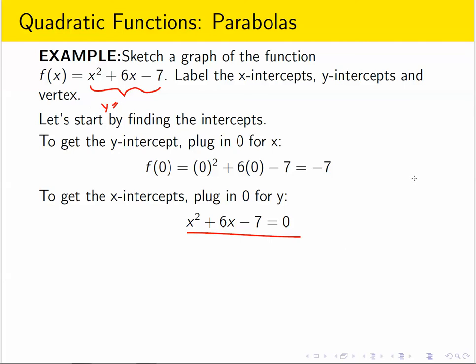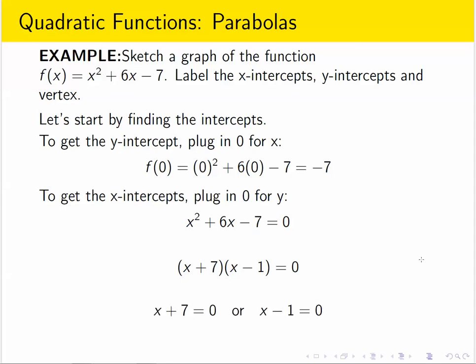There are several ways to solve it. I could use the quadratic formula, but with these coefficients, it turns out to be easy enough to solve it by factoring. 7 and -1 add together to give you +6. 7 and -1 multiply together to give you -7. So we can factor like this, and then it's immediate how we get the x values that solve the equation from there. Either the first factor is 0 or the second factor is 0. So either x is -7 or x is +1. Those are the two values where this graph crosses the x-axis.